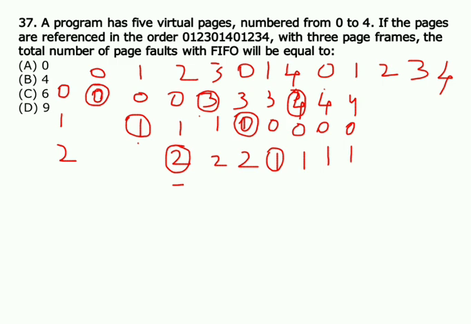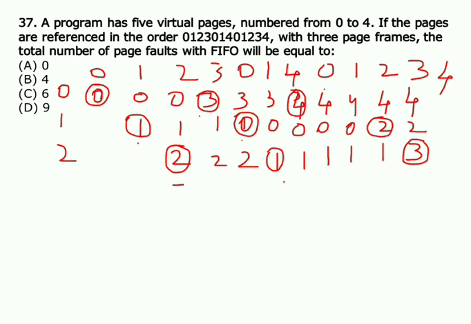Next, 2. So we have to replace it with the oldest page frame. So what is the oldest frame here? 0. So we'll replace the 0 with 2. So 4, 2, 1. Next. So what is the oldest page frame here? 1 is the oldest page frame. So we replace the 1 with 3. So 4, 2, 3. Next.